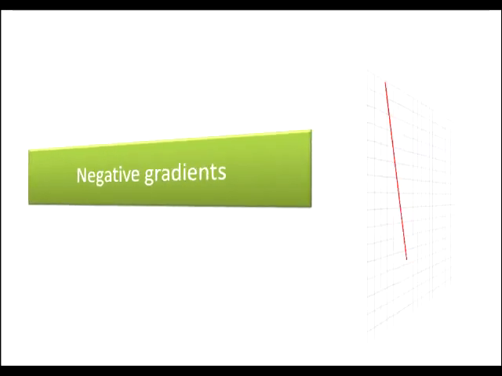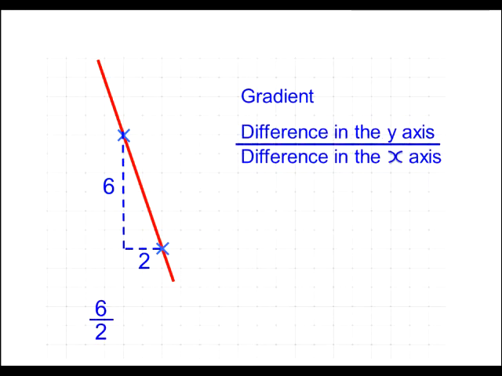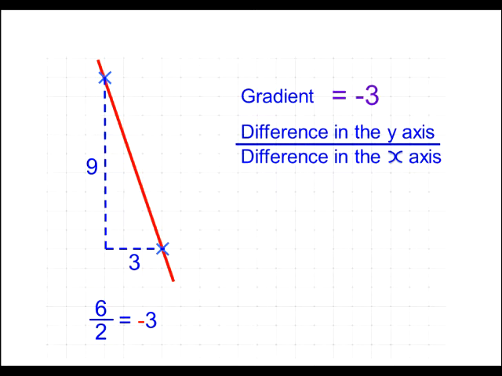Negative gradients are exactly the same, but this time it's going down the way. So 2 good points, 6 and 2, do exactly the same calculation. 6 divided by 2 is 3, but because you know it's coming in this direction, it therefore has to be minus 3. Again, 3 and 9, so we're going to do 9 divided by 3, which is 3, but just chuck the negative on because you know it is coming down in this negative direction.